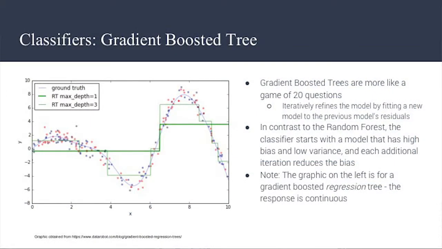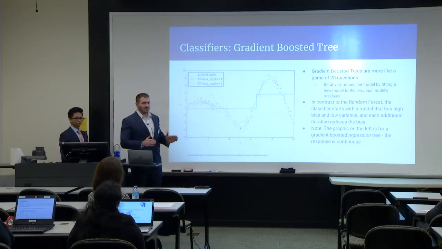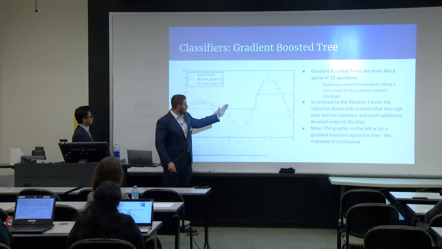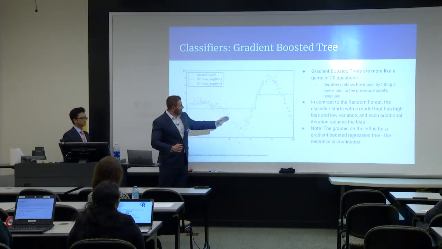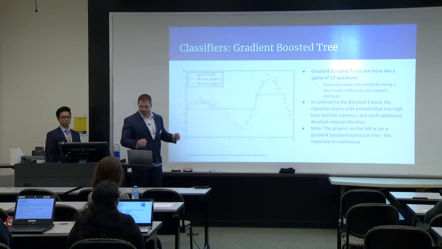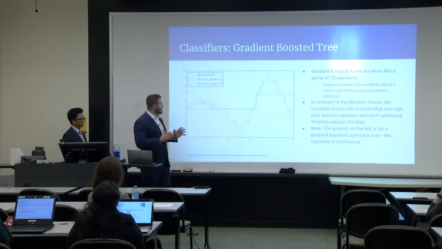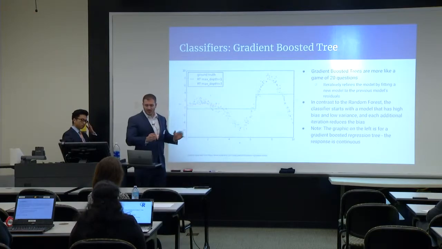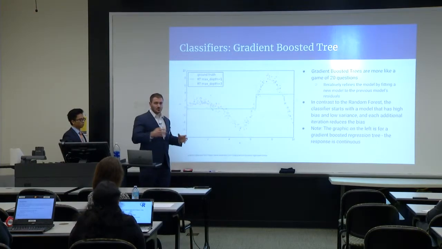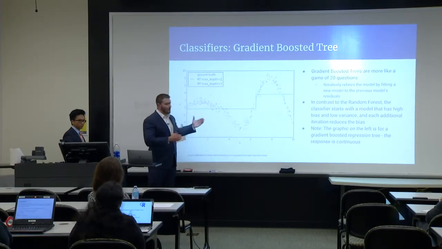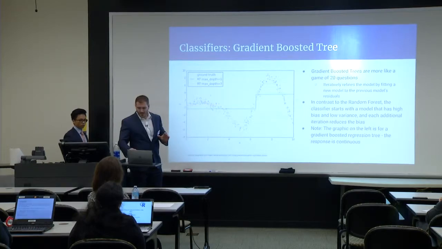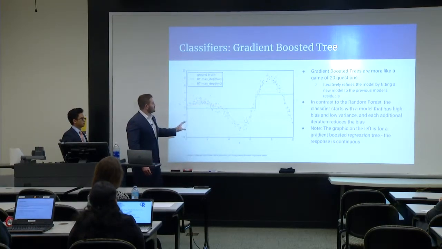The next one is quite different. This is the gradient boost tree. Now it's more like a game of 20 questions. It's going to take its first best guess, and think about this thick green line you see here. That's the first guess. It doesn't quite fit, but it captures some of the trend. Then the residuals from that, we're going to use to fit another tree, and then from those residuals, we'll fit another tree. So each time it's going through, it's iteratively building a model, and it's slowly converging on whatever that pattern is we're looking for. Now, as a side note, this is actually for a gradient-boosted regression tree.